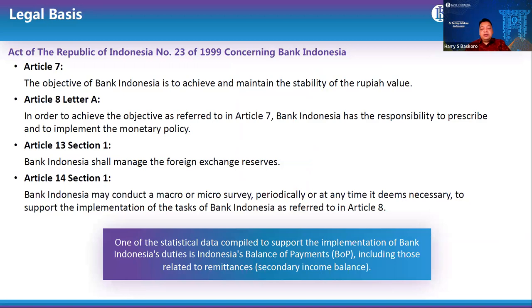As mentioned in the chat, the concept of remittance refers to IMF BPM6 and IMF International Transactions and Remittances 2009. These two international manuals are guidance in the compilation of remittances on our balance of payments. Migrant workers' remittance is recorded in the secondary income on the BOP, which covers personal transfers. Next slide, please.